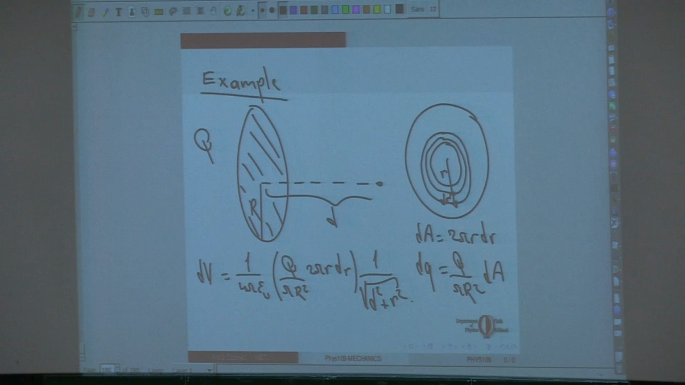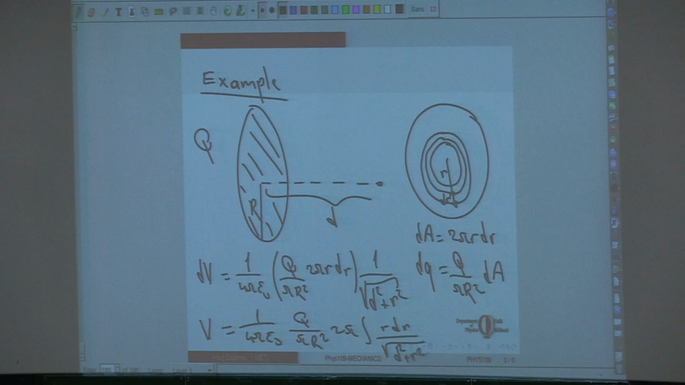Now for the final answer, I have to sum all of these. This time, depending on which ring I am considering, the factors are changing, so I have to write it as an integral. This will be 1 over 4 pi epsilon 0, Q over pi R squared times 2 pi integral of r dr divided by square root of d squared plus r squared. What are the limits? Where did I start from? The smallest value of r is zero, and the largest value of r is capital R. This is my potential.